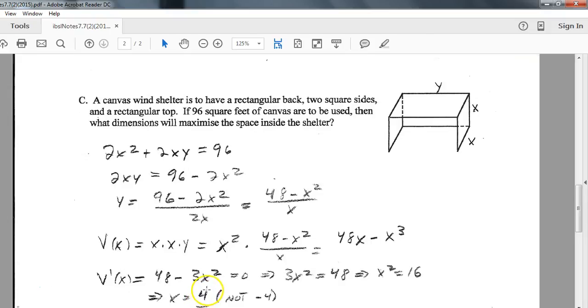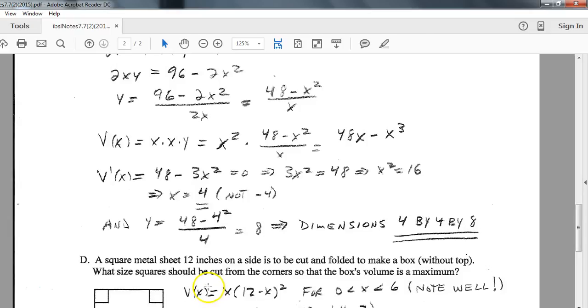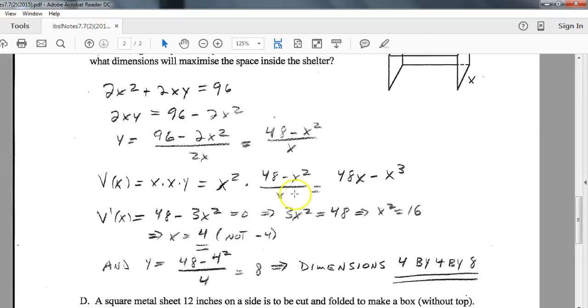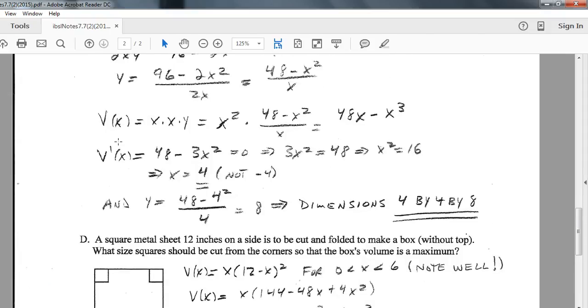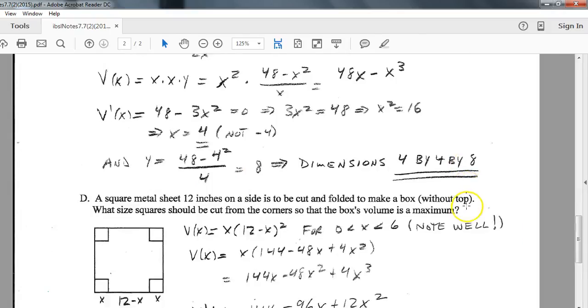Here's where it's really important that you read your directions. They did not say what is the maximum volume. If they did, I would be plugging that back in for volume here and here to get my max volume. But that's not what the question asked. It said what were the dimensions needed for the max volume. So now that I know that x is 4, I'm going to sub that back in here and here to get a y value. And so x is 4 and y is 8, and that's what gives me my dimensions.